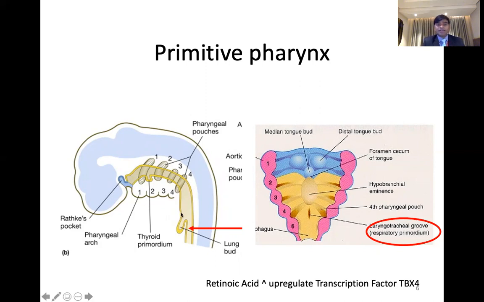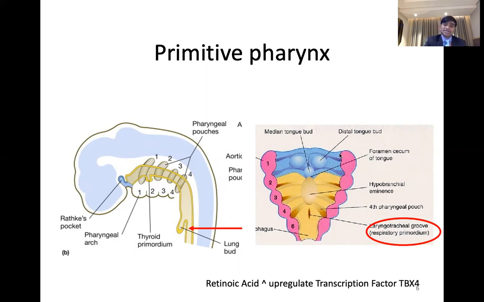Over here, you can appreciate the development of the median endodermal diverticulum, which grows into the adjacent splanchnopleuric mesoderm, which is otherwise, as I just said, the respiratory diverticulum. Now, this diverticulum is first seen as a midline groove. We call it the laryngotracheal groove, which is present in the floor of the primitive pharynx.